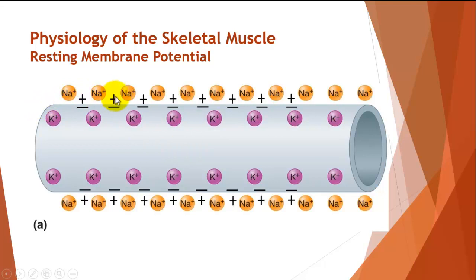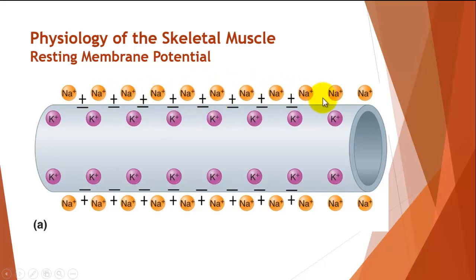The outside has now this, just pretend this area is a sarcolemma. The outside has a positive charge. The inside has a negative charge. There are more sodium ions on the outside of a muscle fiber, and there are more potassium ions on the inside of a muscle fiber. Now, there's something called the sodium-potassium pump. It's a continuous channel in every cell. Cells are always pumping sodium on the outside and always pumping potassium on the inside. So what you have here is a gradient.